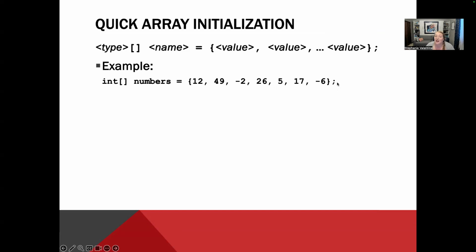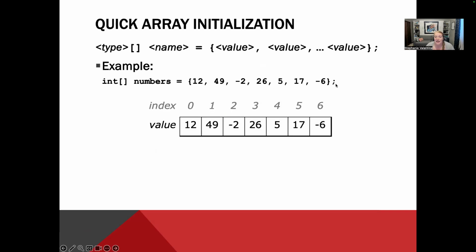Note that we're not using the new keyword here. We're not specifying the exact length. This is some syntactic sugar on top of array initialization. So it's just going to create an array, in this case of length 7, and it's going to autofill each value in the array to have the corresponding value that was provided in the quick initialization.